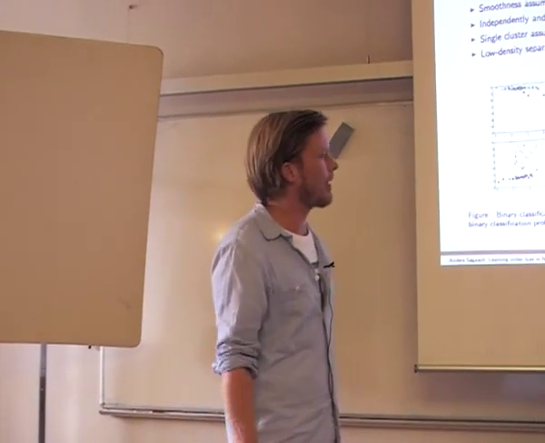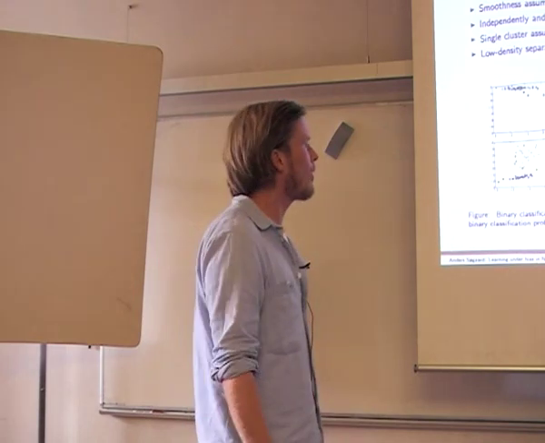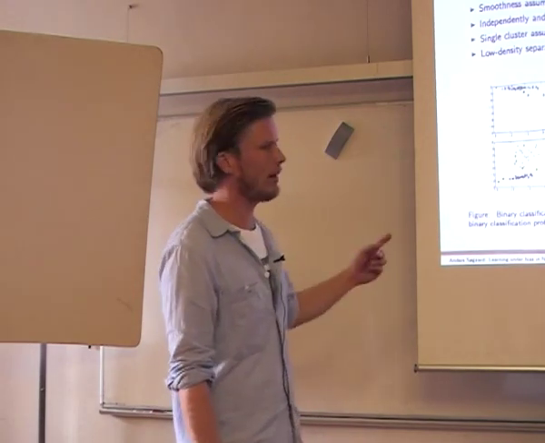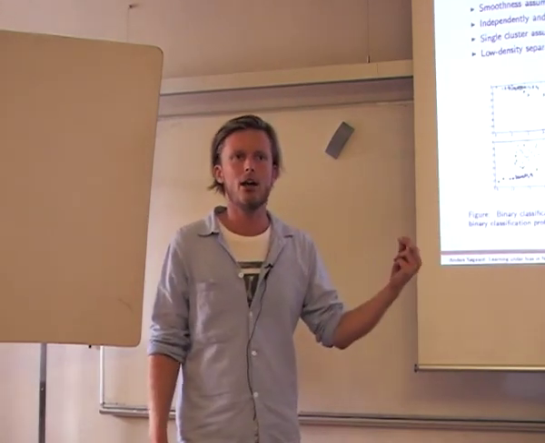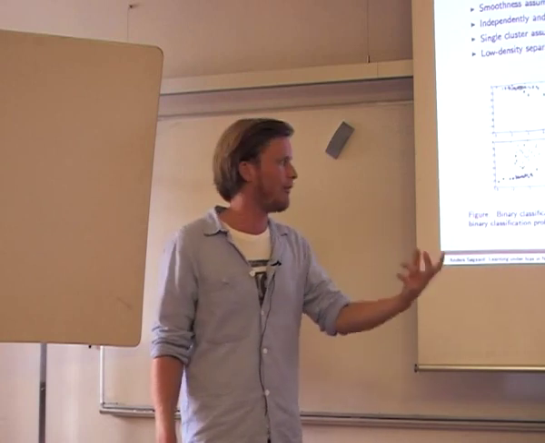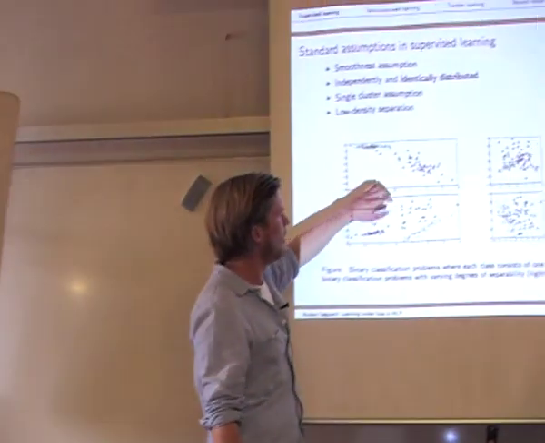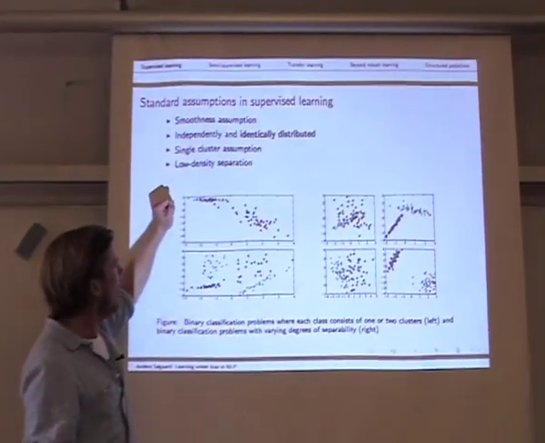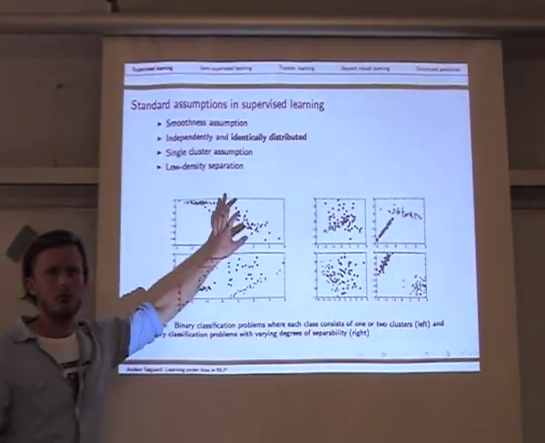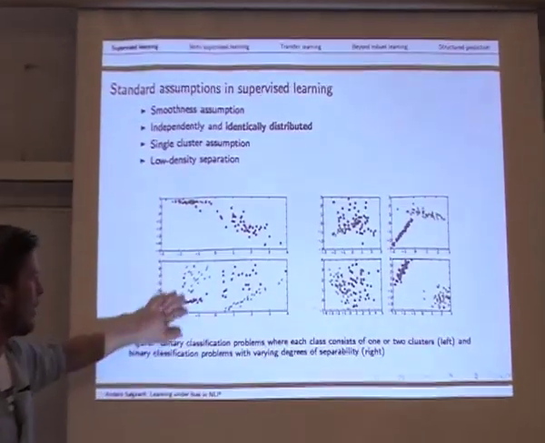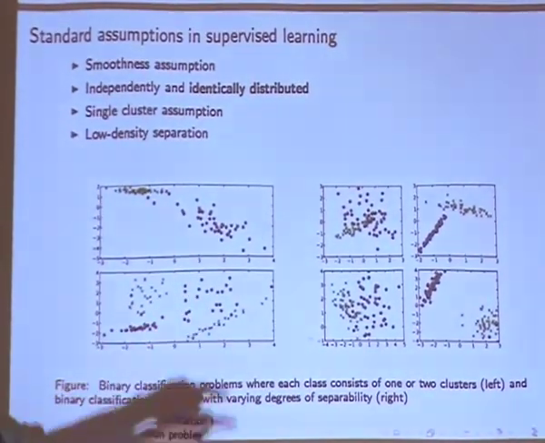Two more assumptions that are at least important in general. One is the single cluster assumption. That's just that a class typically forms a coherent cluster. So in this case, you have a binary data set, and the classes seem to form different clusters. Down here, we have classes that are made out of two clusters.